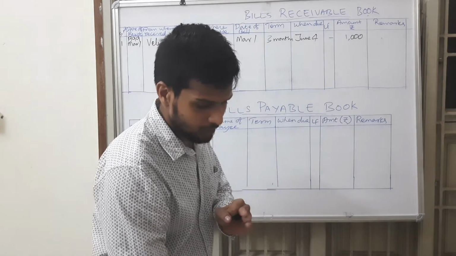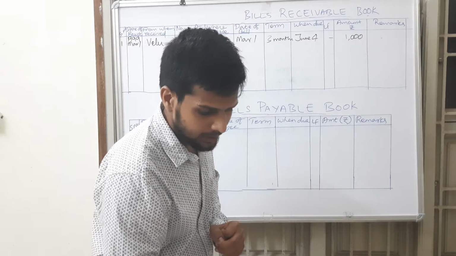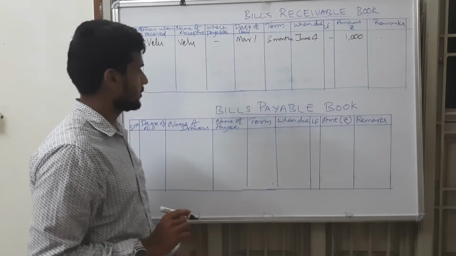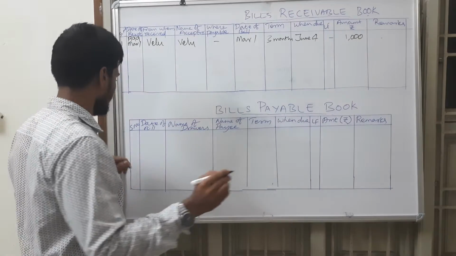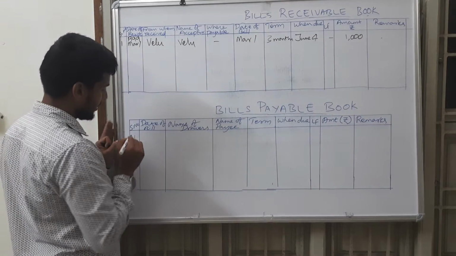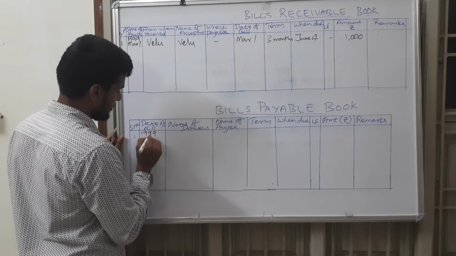Accepted a bill for 2 months for rupees 3000 drawn by Saravanan and Co. What is the name? Acceptance of the bill must come under the category of the bills payable book. Here we put the serial number first, and the date of the bill is 1999 March.